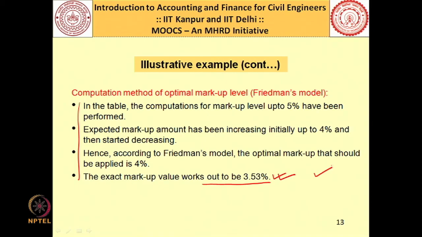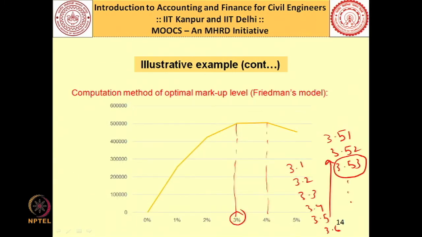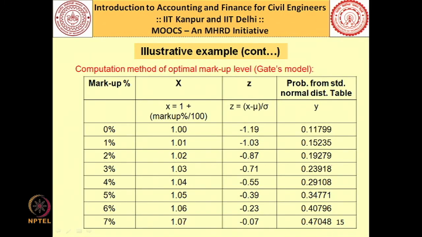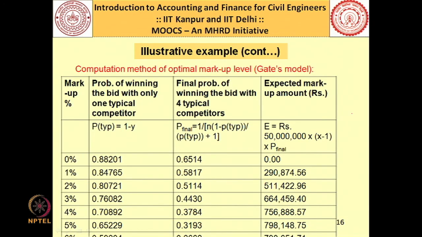Now, the same calculation that I have told you just now, we have to repeat for Gates model. So, what do I do? I again start with 0%. So, my x becomes 1. So, my z as before becomes minus 1.19. This value will also remain unchanged. So, my probability of winning the bid with only one typical bidder will remain unchanged. Now, there would be a change here.